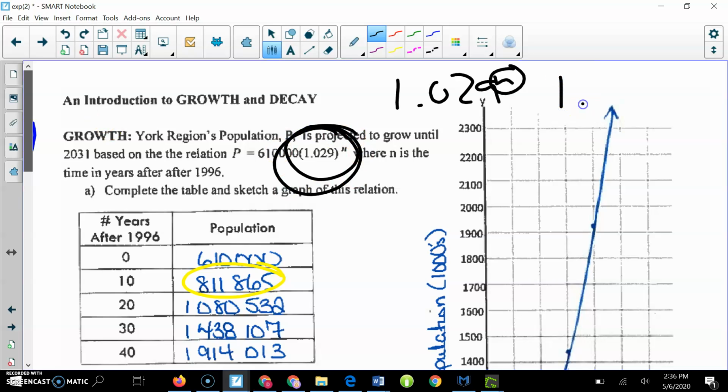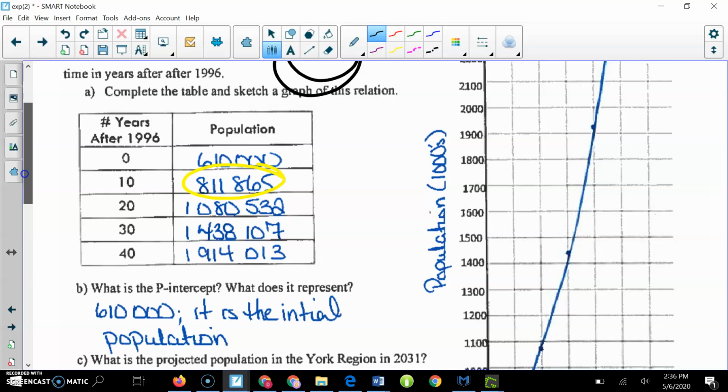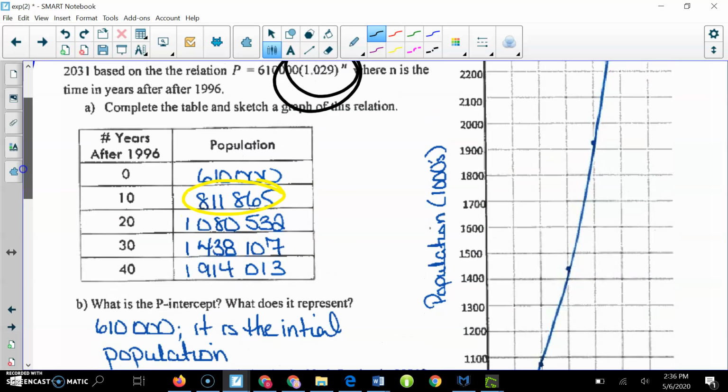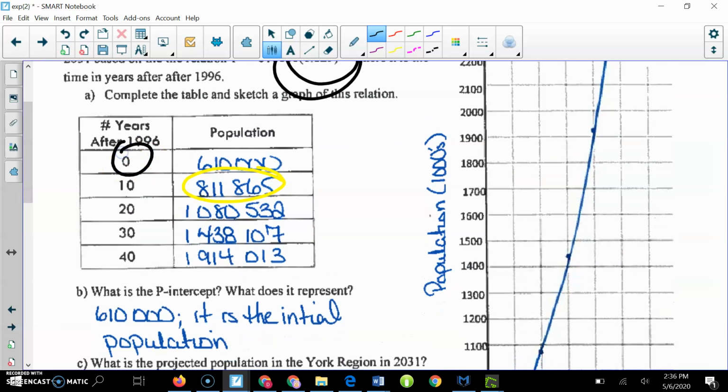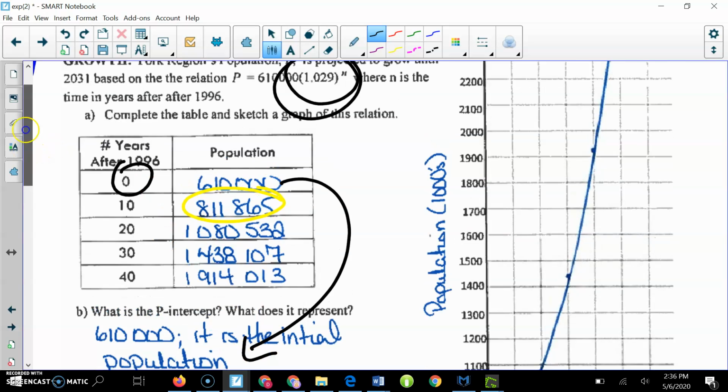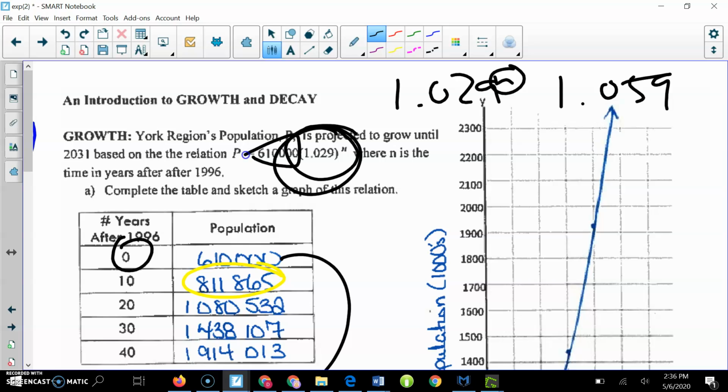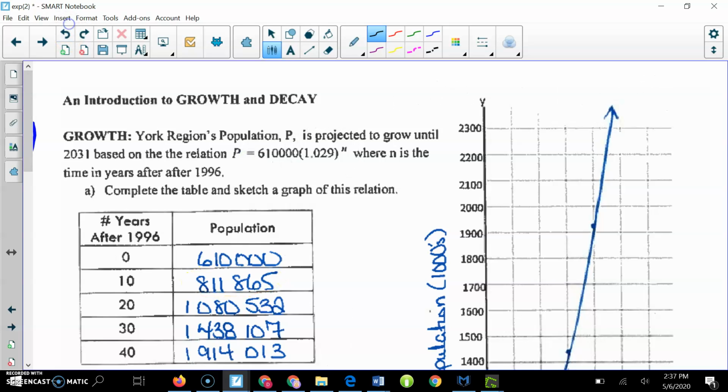If that was 1.059, it would grow faster. Okay. But that's just what you plot. What's the initial population? That's this one here, which is 610,000. But another way to get that is it's this number here. So let me clear that up for a second. Let me get all this cleared up.